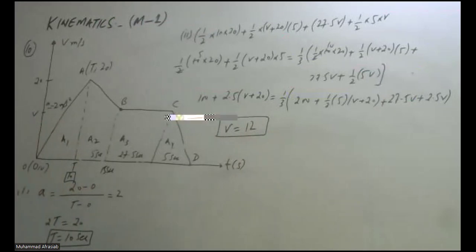So this is the answer for question number 10 for all parts. First, we have to calculate t and then we have to calculate the value of V. And we can use the trapezium, rectangle and triangle rules to calculate the total distance traveled.